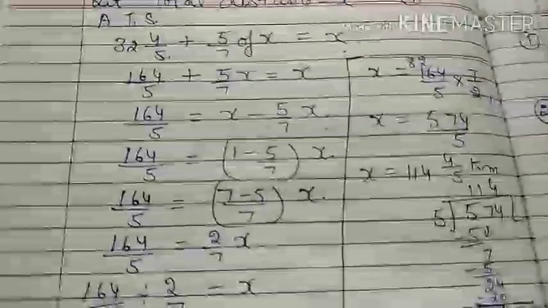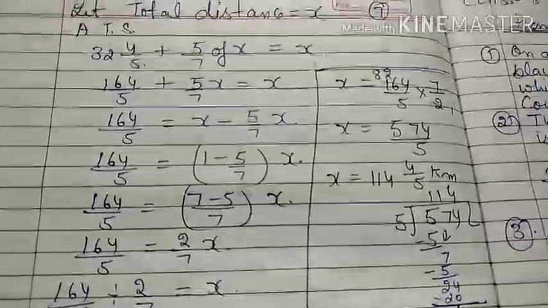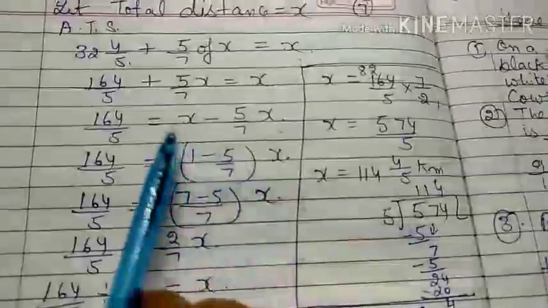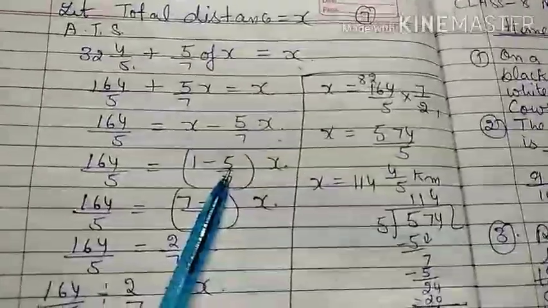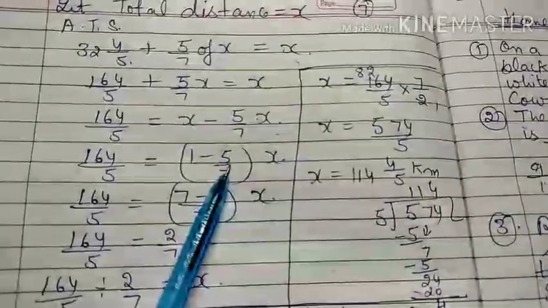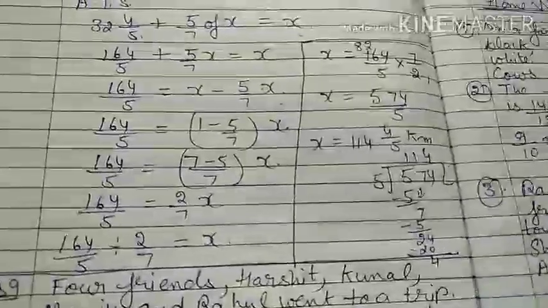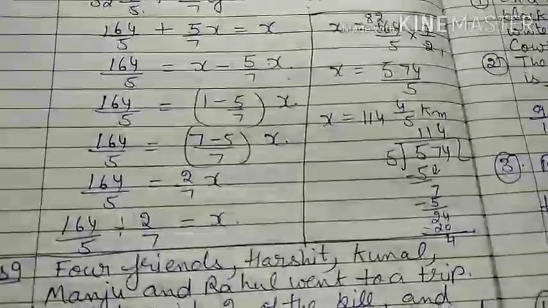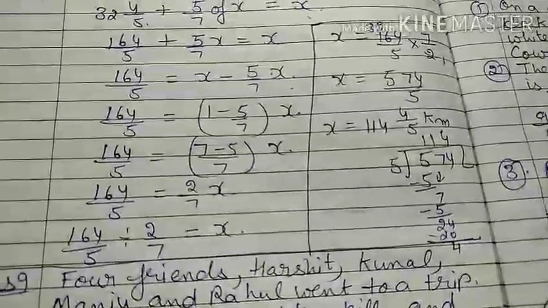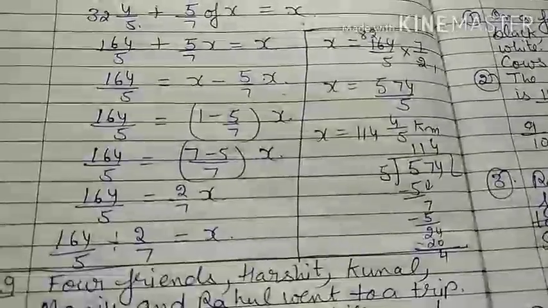Now you have to find the value of x by changing the mixed fraction into a proper fraction and finding the LCM. Here I shift the x term to the other side to make like terms, and like terms are always added and subtracted. Here the fraction is kept on the right side. When you find the LCM on the x side, take x as common, 1 minus 5 by 7 gives you 2 by 7, and 2 by 7 when it goes to the other side gives you division, 164 by 5 divided by 2 by 7, and your required answer is 114 into 4 by 5 kilometer.